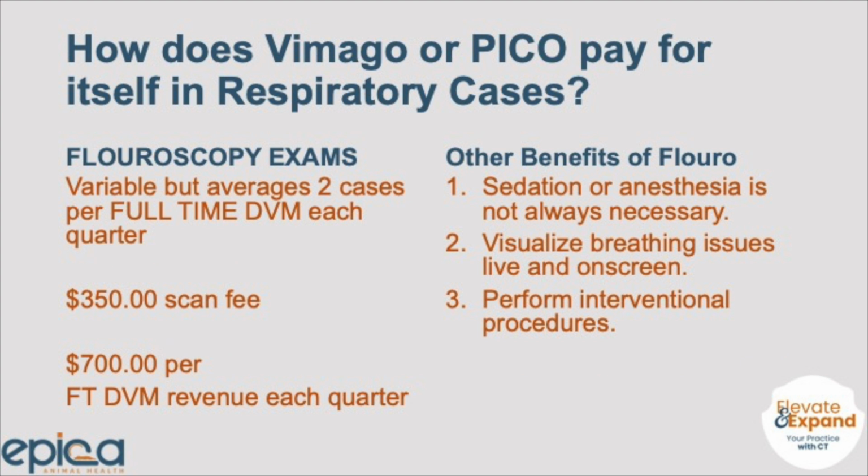Fluoroscopy exams are not nearly as common as CT exams in respiratory cases. But in those situations where we use fluoroscopy, we're looking at a possible tracheal collapse, a dog that's coughing, the mystery coughing dog. Sometimes we don't know why the dog coughs. So again, not as frequent a case coming through the hospital, but definitely about 2 cases per full-time DVM each quarter is our average. And we usually charge $350 for a scan fee for a fluoro exam. So that would be about $700 per full-time DVM revenue for each quarter.